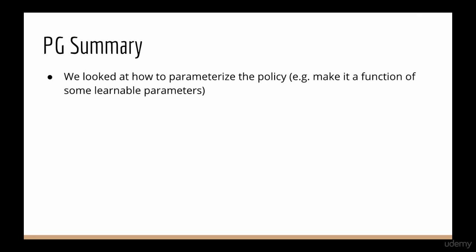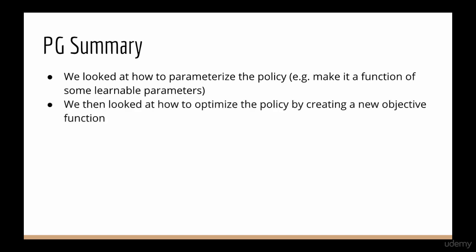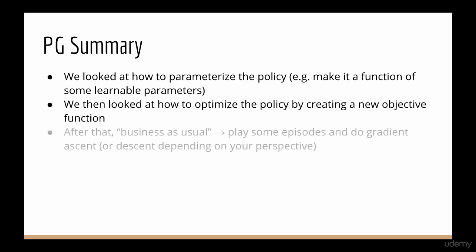We started this section by just looking at how we would parameterize the policy, or in other words, make up a function to model the policy with some learnable parameters. Then we asked, well, how can we optimize this policy? For that, we needed to create an objective function for the policy. Once we did that, we saw that it was just business as usual: learn by playing some episodes and doing gradient descent.